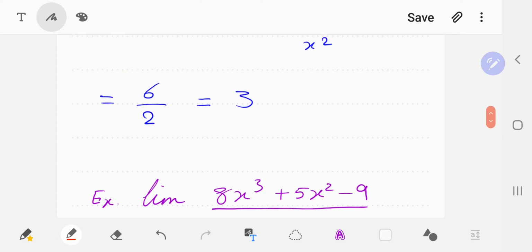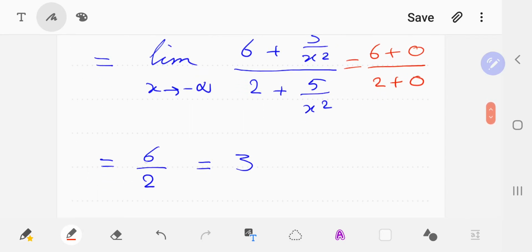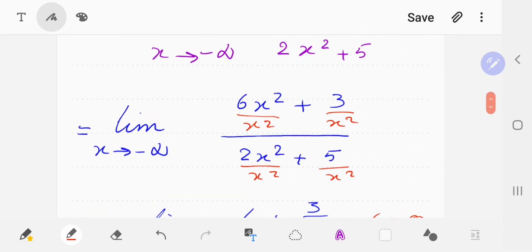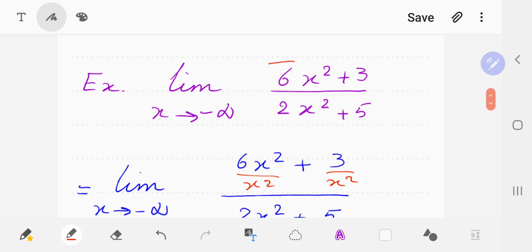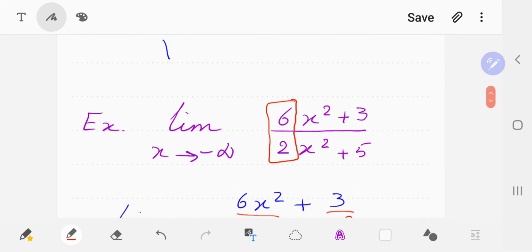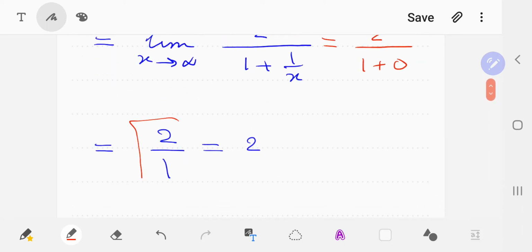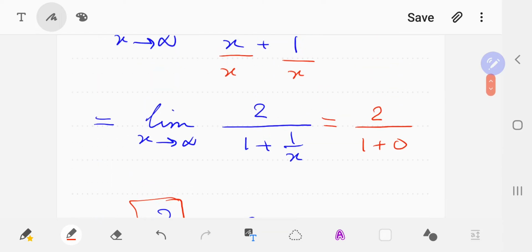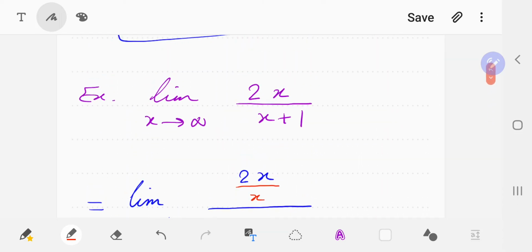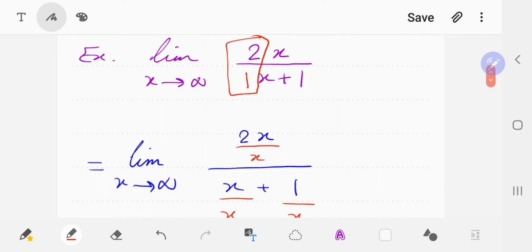Actually, have a look at this. What's the answer here? It's 6 over 2. What were the coefficients of the highest power that we have? 6 over 2 also. Does that work all the time? Let's have a look here. What's the answer? It's 2 over 1. What were the coefficients of the highest power here? It's x, so it's 2 over 1. So again, I'm talking about the coefficients of x with highest power.